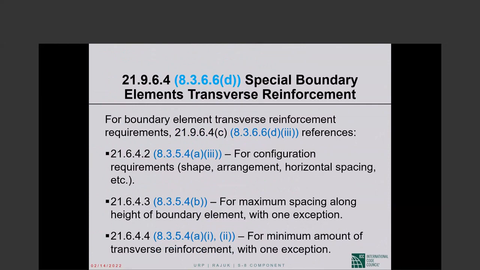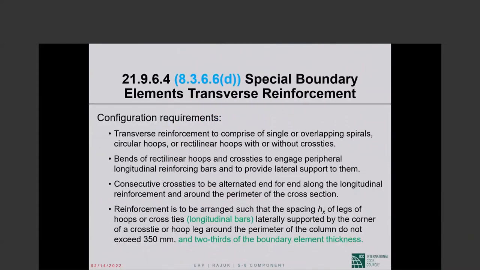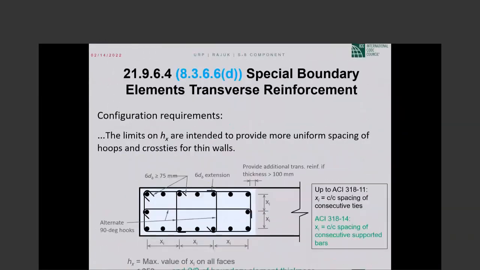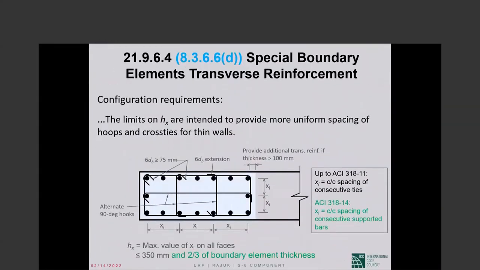Okay, we talked a lot about the specially confined boundary zone. The configuration requirement comes from that section of ACI 318, that section of BNBC 2020. The maximum spacing limitations come from that section, and the minimum amount of transverse reinforcement comes from that section. Configuration requirements, I have two slides. This slide has a lot of stuff in it you can read, but this is the summary of what all that writing is saying.